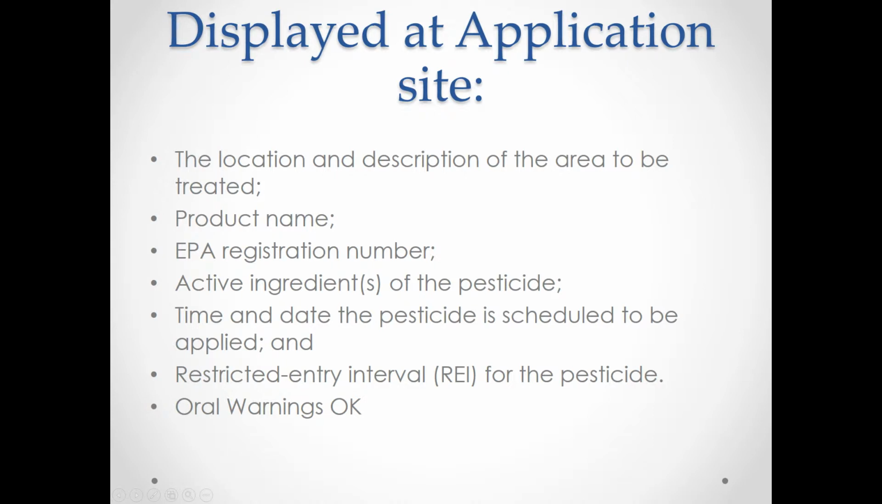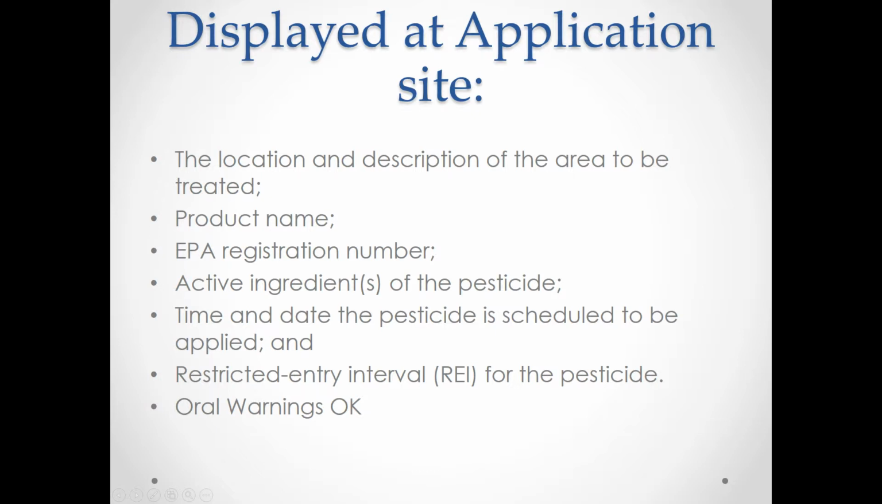What you have to display at the application site is the location and description of the area to be treated, the product name, the EPA registration number, the active ingredients, time and date of application, and then the REI, which is the restricted entry interval. That's the amount of time that you are not allowed to go in there without wearing PPE.